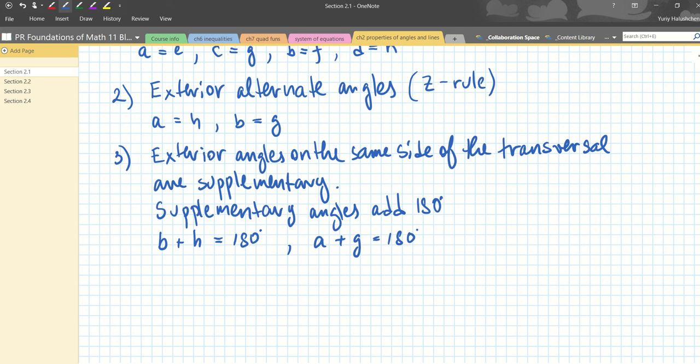Let's take a look at the interior angles. So that's our fourth definition here. So we can have interior alternate.